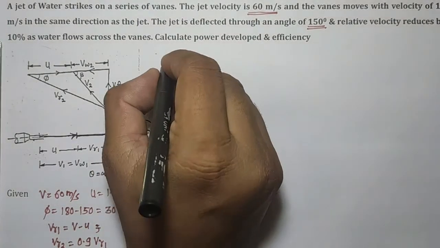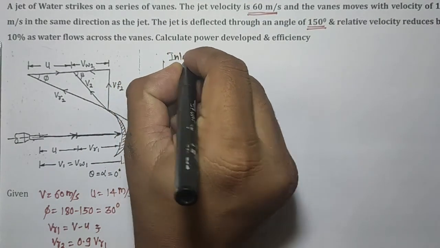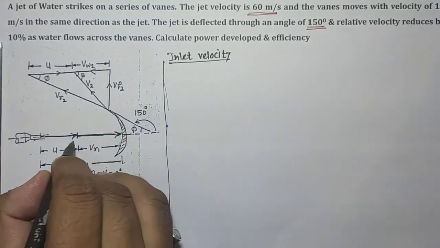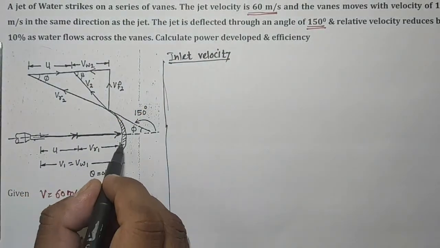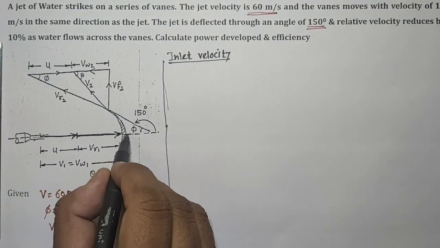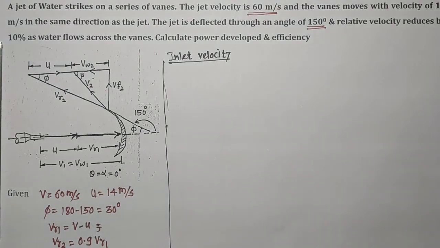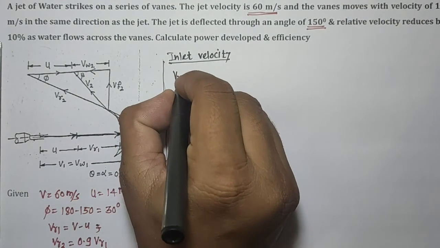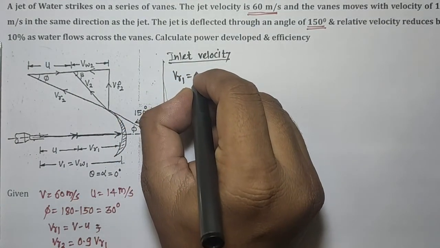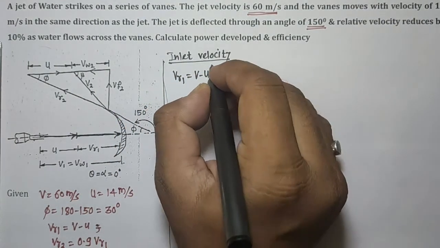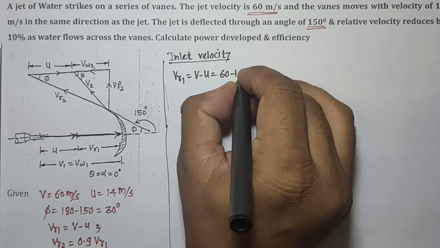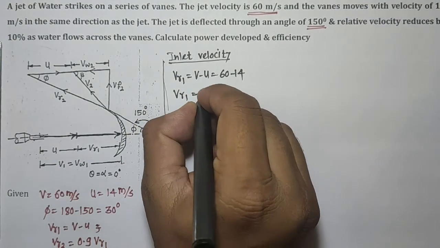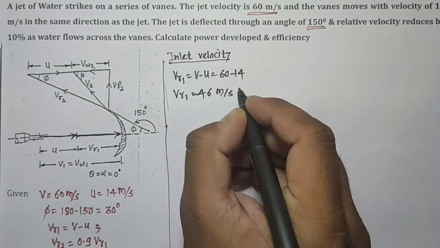So the inlet velocity. At the inlet, what is the velocity of the jet? Obviously the jet is striking a plate which is moving with velocity 14 meter per second. So while striking this plate, the velocity will be VR1, that is the relative velocity at the inlet. V minus U is equal to 60 minus 14. So VR1 we are getting as 46 meters per second.